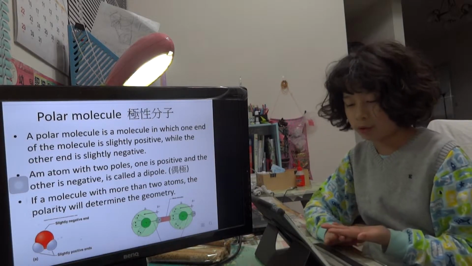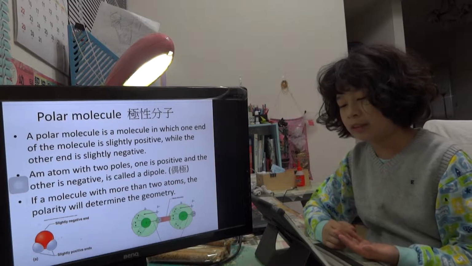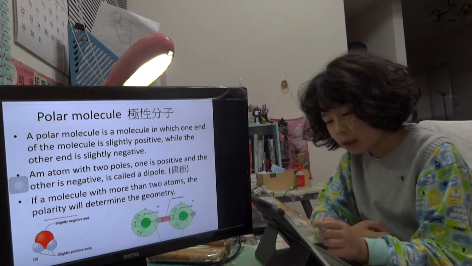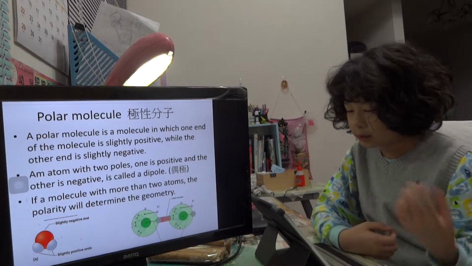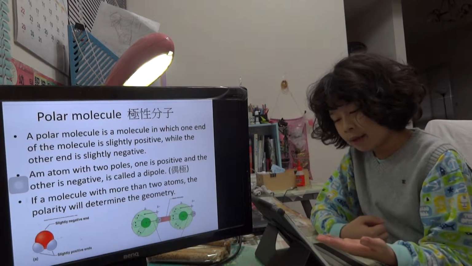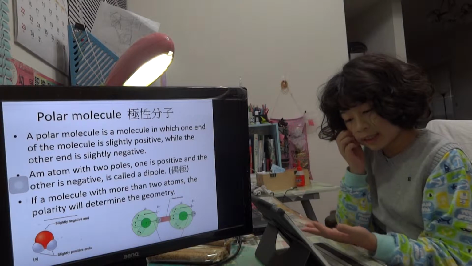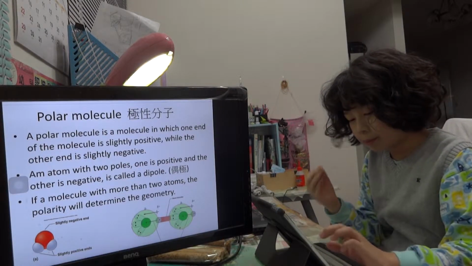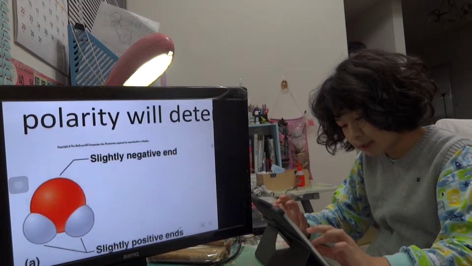What is a polar molecule? A polar molecule is a molecule which has one end slightly positive and one end slightly negative. So the 2 atoms in this form a dipole. And if a molecule has more than 2 atoms, the polarity is determined by the geometry, the shape.